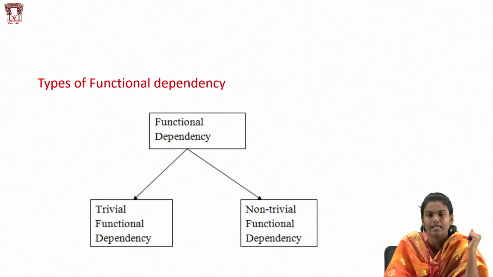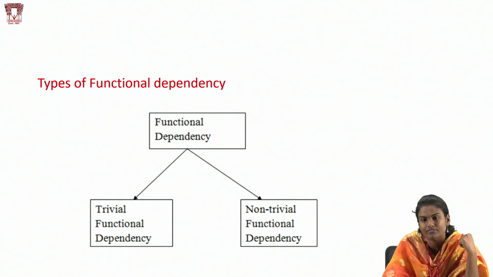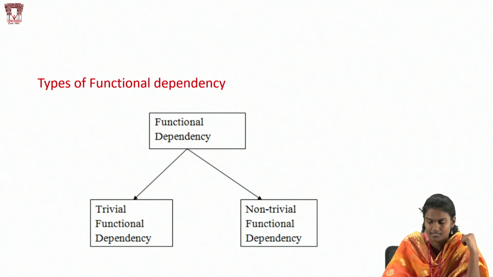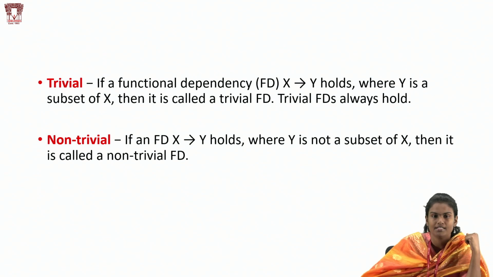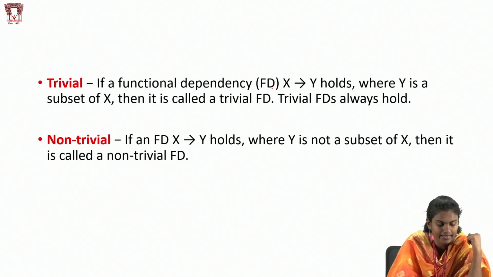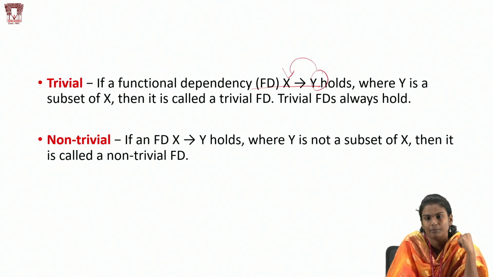Now, we have different types of functional dependencies. One is trivial functional dependencies, another one is non-trivial functional dependencies. Trivial functional dependency means if you take any functional dependency X tends to Y, and Y is a subset of X, then it is called a trivial functional dependency.